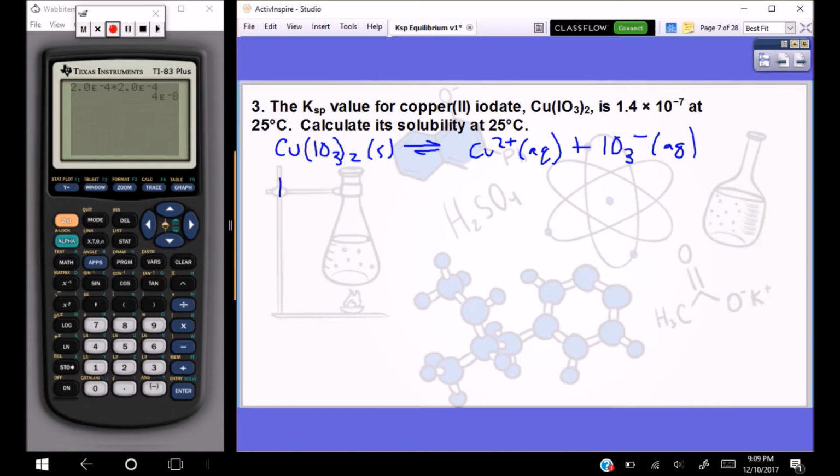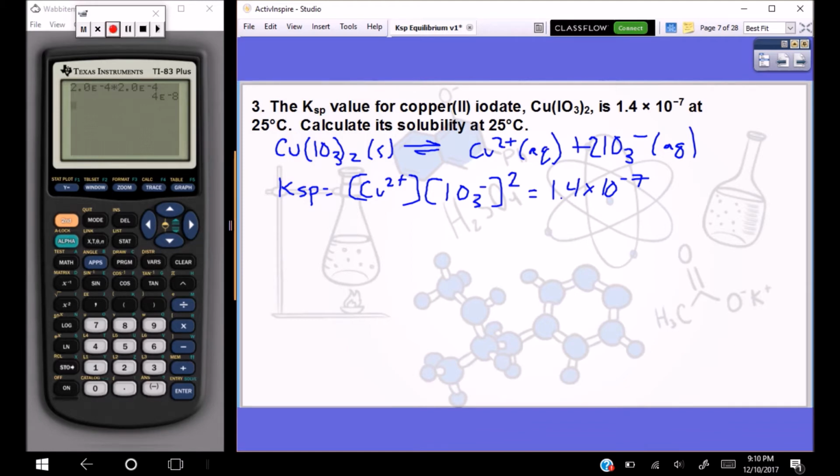And this means that our KSP expression is going to be Cu2+ times, oh, I'm sorry, I forgot to balance, 2 iodate, which means iodate concentration squared. And this is going to be equal to 1.4 times 10 to the negative 7th. So how in the world are we going to solve for our concentrations here?